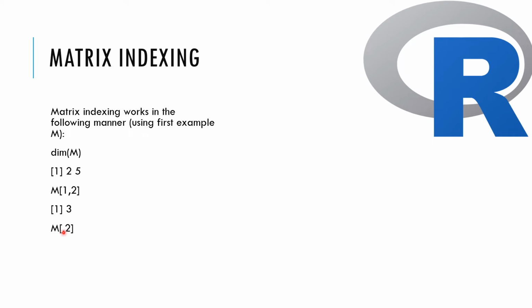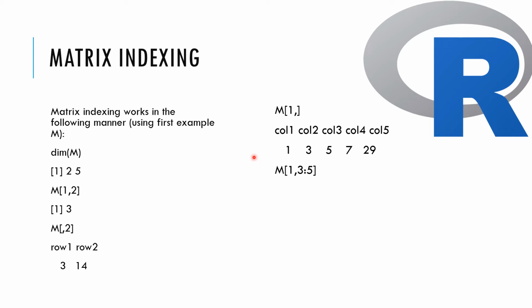Now suppose you want to display the values of all the rows in the second column. So you don't put anything before the comma. After the comma you put the number of the column, and it will display. So see, row 1, row 2. There are only 2 rows in this matrix, so it is displaying both the rows. Same goes with the column also. Let's say you want to display all the columns, then you just mention the row number and after the comma don't write anything, and it will display all the columns.